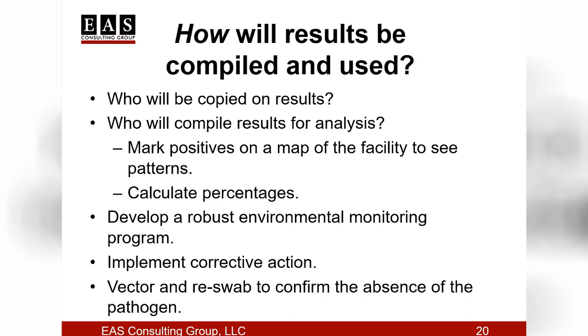What this is going to do then is carry over into your environmental monitoring program and help you develop a more robust environmental monitoring program. You will talk through, as much ahead of time as possible, what the corrective action is going to be and how you're going to implement that, and assign that to people and put that on your action plan for the project. And then any positives that you get, you should go back and vector and re-swab to confirm the absence of the pathogen after you've taken corrective action.